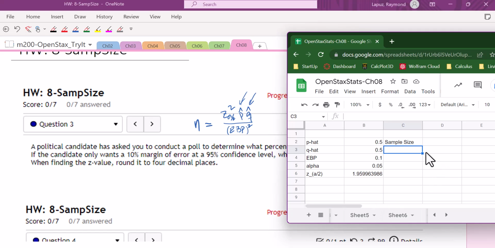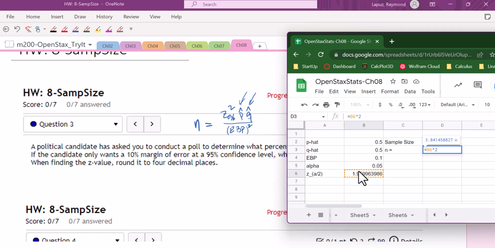So maybe I'll put n here, n is equal to, and then I'll do this n computation in this cell. So I'll say equals, and then I have z sub alpha squared. So I'll start off with that. I'll click on this, and then I'll use the caret, command or shift 6, and then I'll square that. So that's the first component.